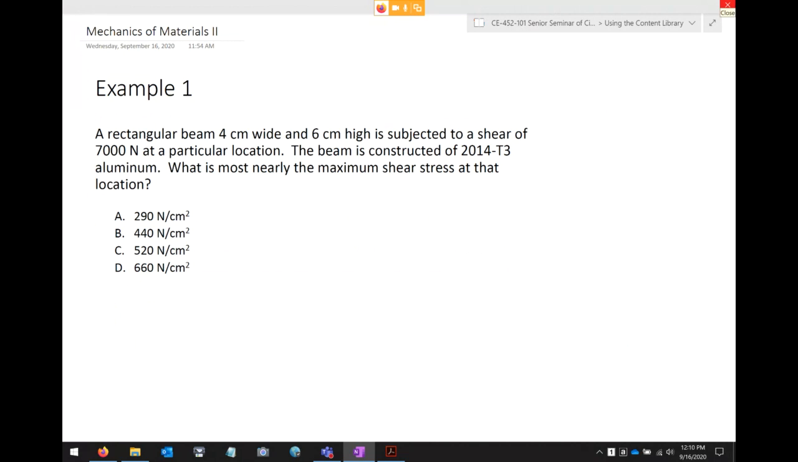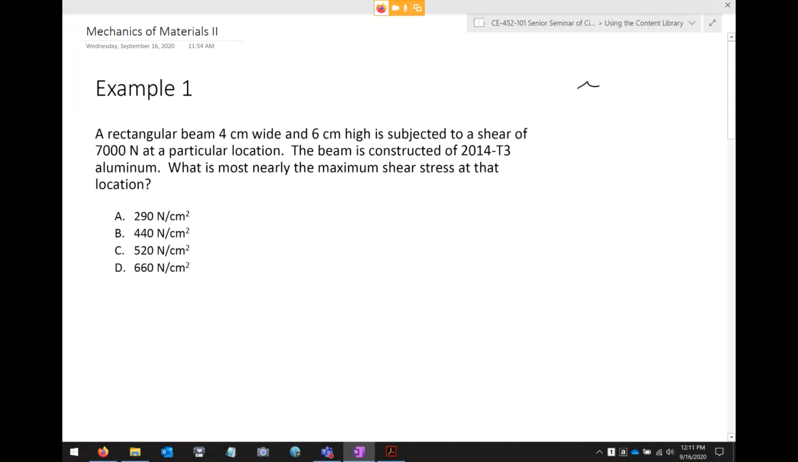Okay, so we have a rectangular beam that's 4 centimeters wide and 6 centimeters high. When this problem was generated, we're really not worried so much about units. This is more about methods, so that's why everything's consistent with the units. We have newtons and centimeters, and it's just newtons per square centimeter. So we don't really have to worry so much about the units on this problem.